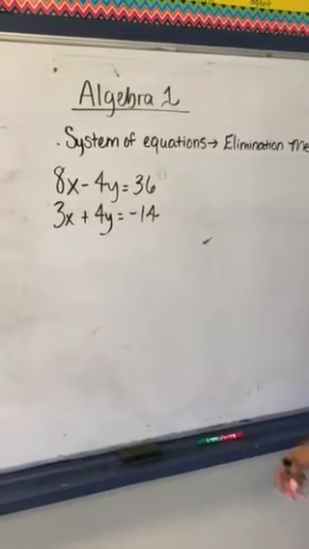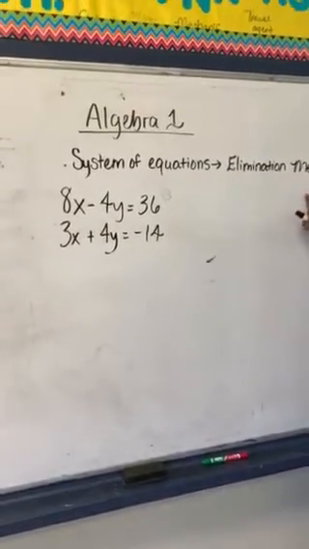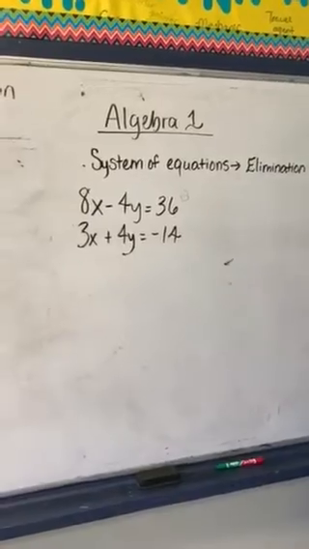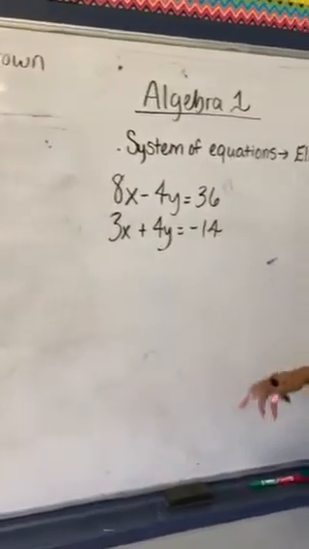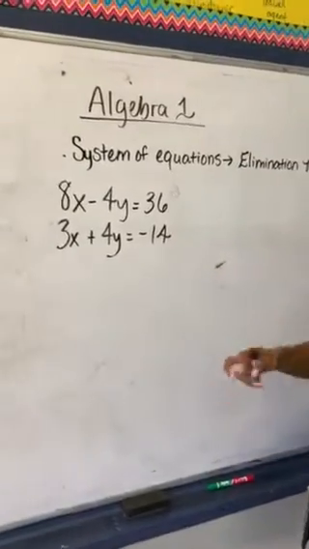Okay, so this is a system of equations. We're using the elimination method. So remember, with the elimination method, we are going to eliminate a term, and it needs to be opposite of each other. So it needs to have the same variable, but opposite signs.